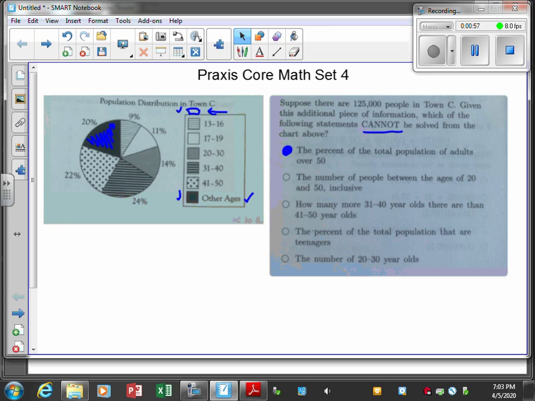It says, can we determine the number of people between 20 and 50? Yes, 20 and 50 they have covered. The difference between 31 and 40 and 41 and 50, yes, we could solve that one. The percent total that are teenagers, yes, because we can just do teenagers. And number of 20 to 30-year-olds, yes. So basically all the categories are covered except for that first one, and it's tricky because they say other ages, but they don't specify how many are older than 50 versus how many are younger than 13. So that's the only one that we can't solve.